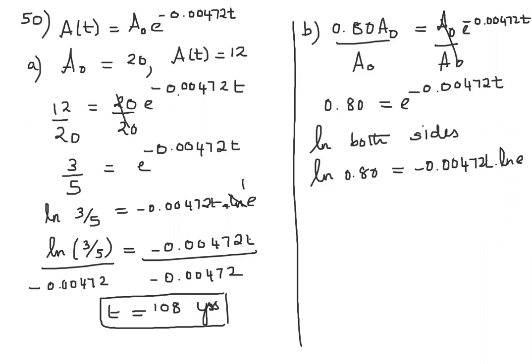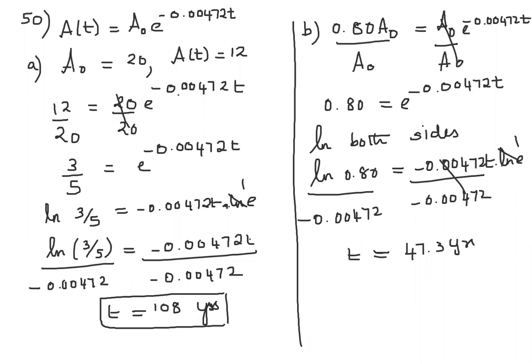And ln e is 1, so we have to divide both sides by 0. It's the same type of problem. So we get t equals, when you enter it on your calculator, 47.3 years, approximately. Okay.